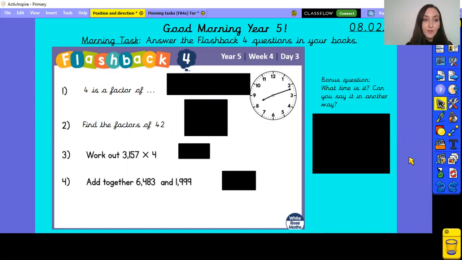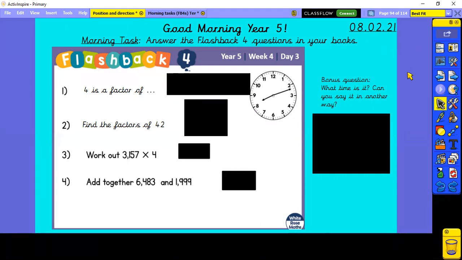I hope you all had a lovely weekend and you're ready for another week on our topic of position and direction. So, like always, we're going to start our maths lesson with our flashback 4 questions. You've got your 4 questions here and our bonus question. I'd like you to have a go at all of the questions because it will really help you with your maths skills in the future. So please pause the video to answer these questions in your maths book.